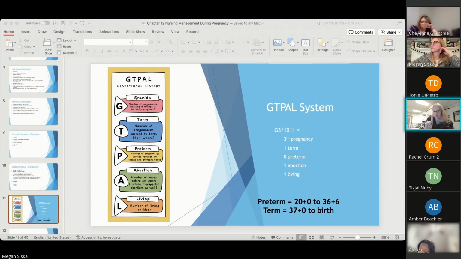So that's where it kind of gets a little dicey. So I want to make sure you guys do pay attention to the breakdown of each of these sections. It can get a little tricky, okay?